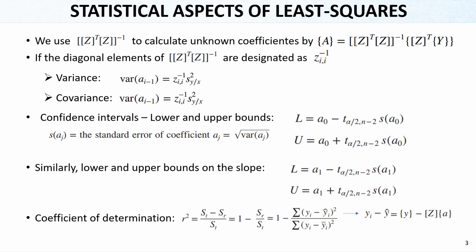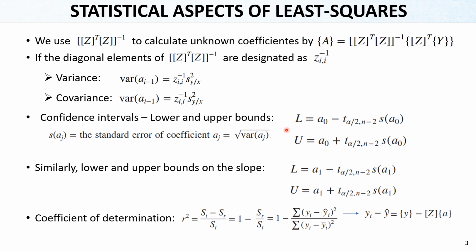In this slide, we will talk about some statistical aspects, also the error of the general least squares formulation. If you remember from the previous slide, we are using the inverse of the Z basis function matrices to get the unknown coefficients with this formulation. The diagonal elements of the basis function matrices inverse are defined as Zii. The variance for the coefficients that we obtain from here can be calculated by the Zii, the diagonals of the inverse, and the standard error squared. Covariance is also the same calculation. And we can calculate confidence intervals, the lower and upper bounds.